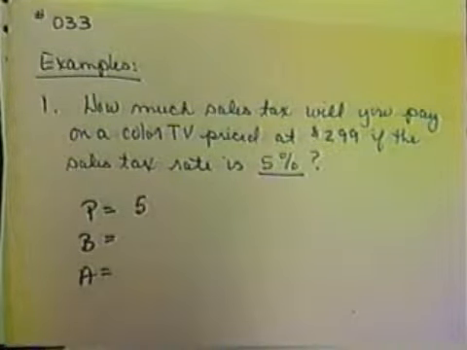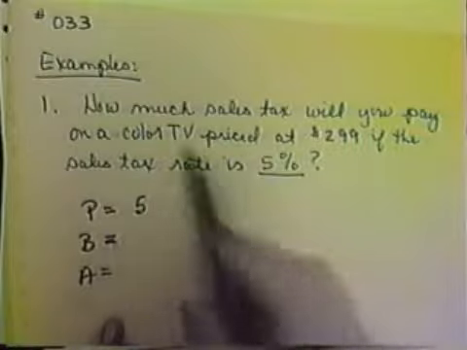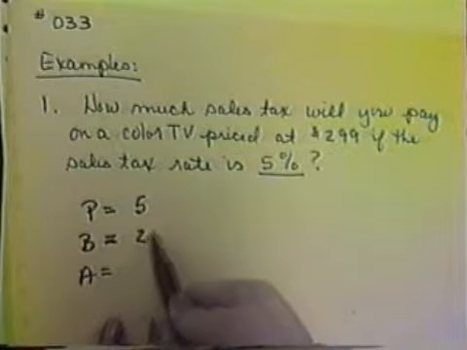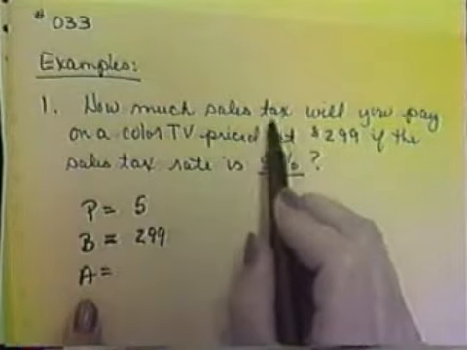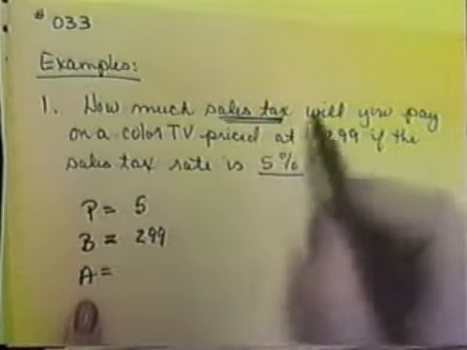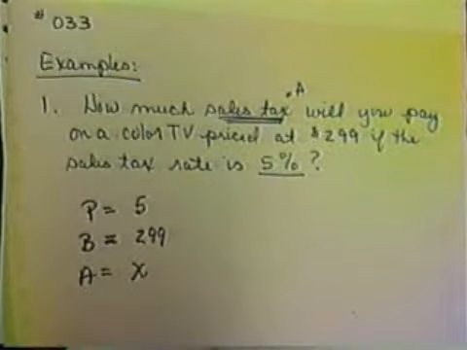The base is, what is that tax rate on? What's the sales tax on? It's on the price of the TV. It's not the sales tax, it's the price of the TV. That's what the percent is going to be taken of. So the base is the cost of the TV, which is $299. Which says the amount, or the sales tax, is our amount, and that's going to be our unknown x.